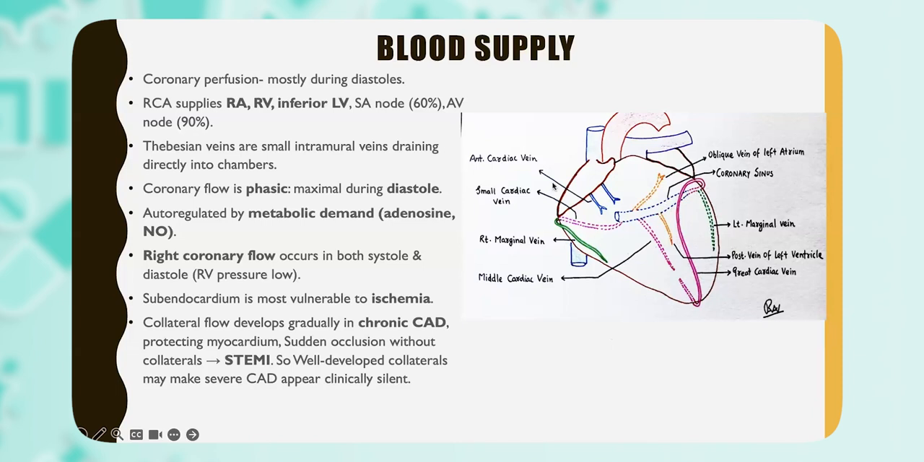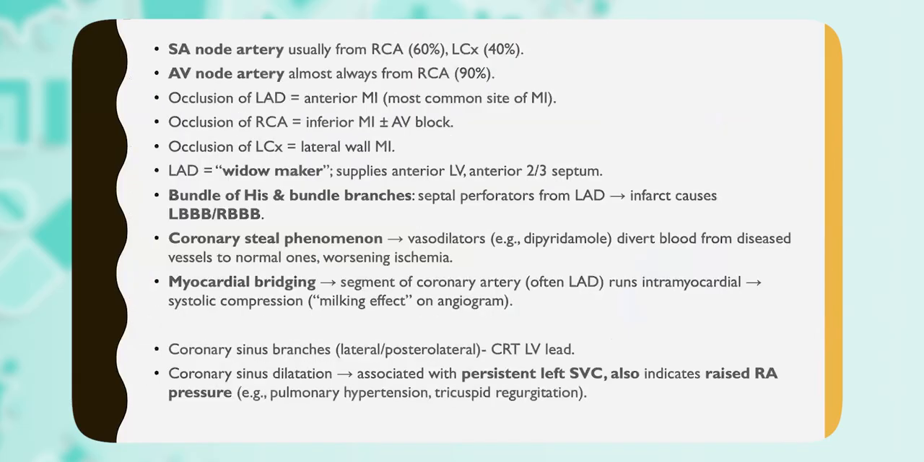All these veins you need to memorize, but these are low yield points. The only thing is, causes of coronary sinus dilatation in echo might come, and also the clinical implication of coronary sinus. So SA node artery usually arises from RCA, AV node from RCA. Occlusion of LAD causes anterior wall MI.